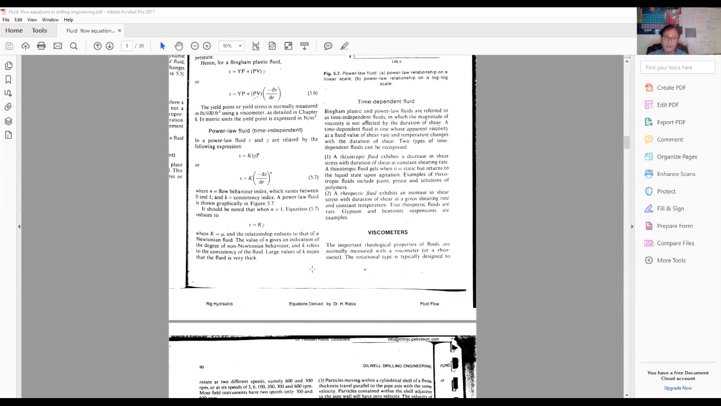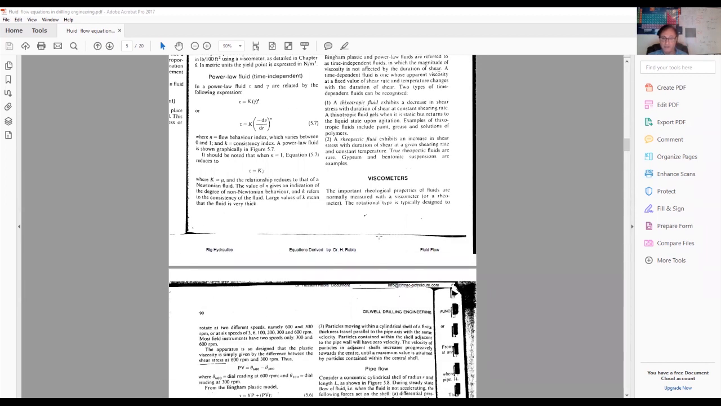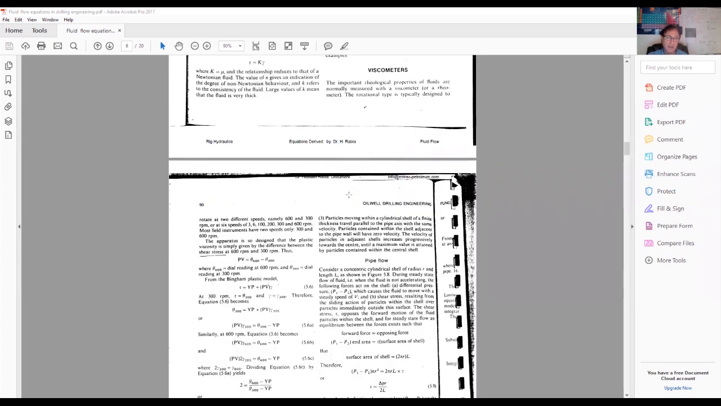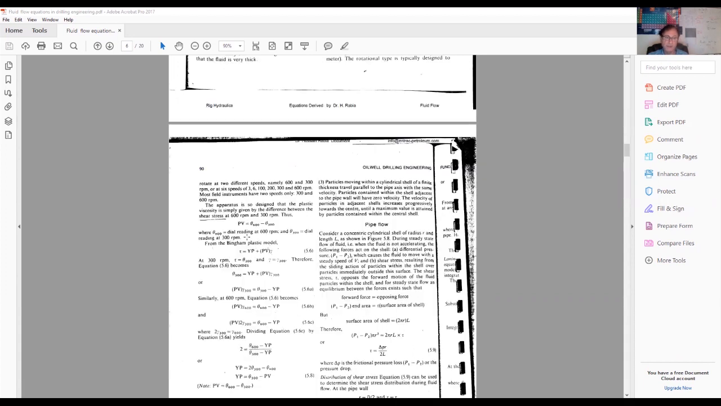And then we talk about viscometers. These are the fan viscometers, how we measure the viscosity. Viscosity has many, many different units and can be expressed in various ways. But the ones you need to understand in the oil industry, two things: a plastic viscosity, okay, which is equal to theta 600 minus theta 300.